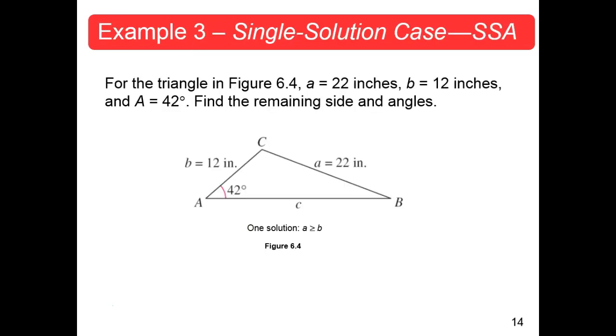Okay? So here is a triangle. For this triangle, given: a is equal to 22 inches, b is equal to 12 inches, and the angle A is 42 degrees. Pretty obvious we have a triangle, right? So there's no ambiguity here. We do have a triangle. Your a is greater than your b, so you have to have a triangle. Okay?